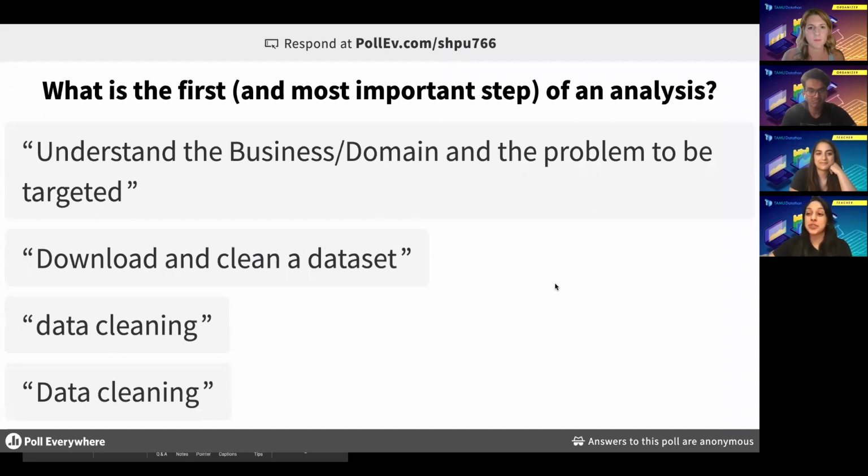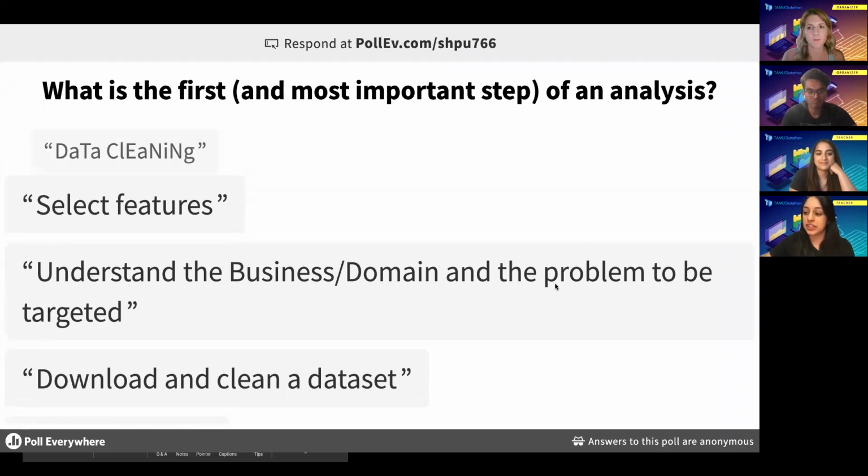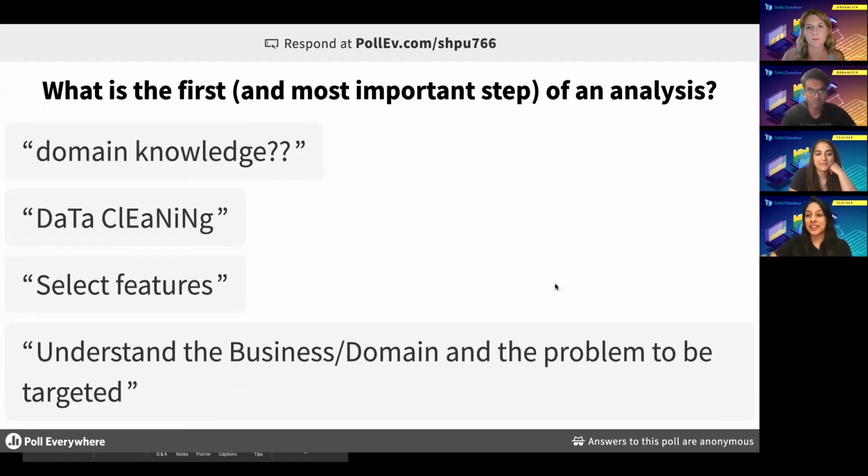Definitely. Context is super important to any data science job. Select features. Domain knowledge. Cool. So these are all really good answers.